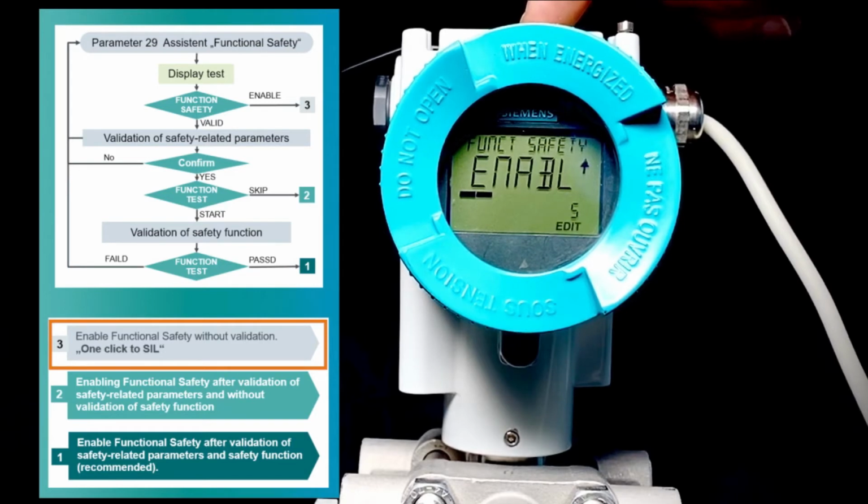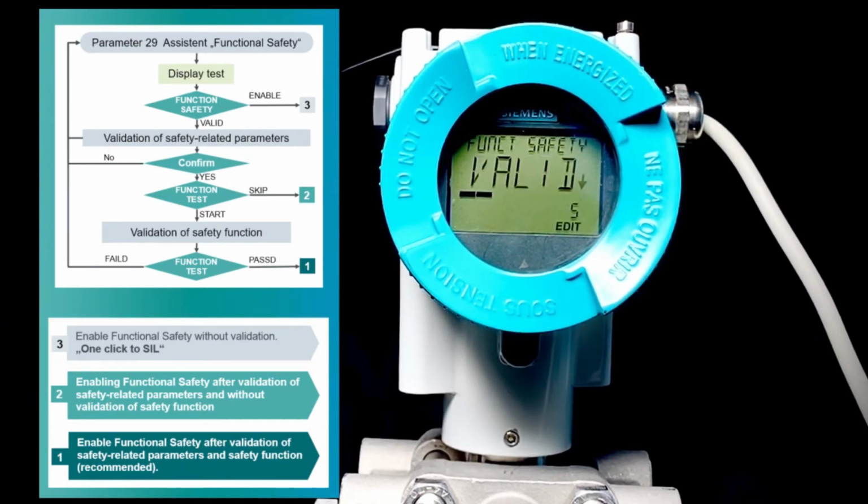If Enable is selected and the right arrow button is pressed once, the functional safety is activated. Display is Functional Safety Valid. This corresponds to point 3, activating functional safety without validation. Better is the selection Valid. It corresponds to number 2. Activate the functional safety after validation of safety-related parameters and without validation of the safety function.